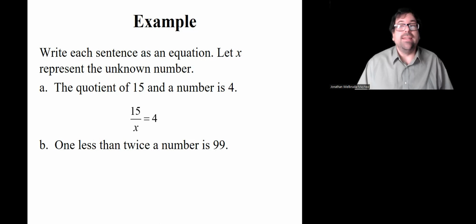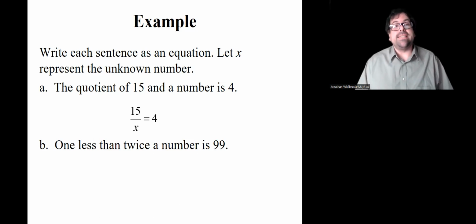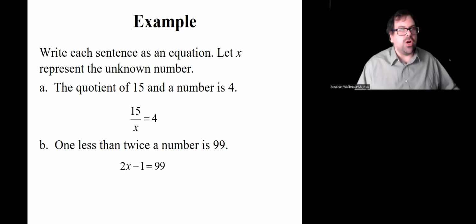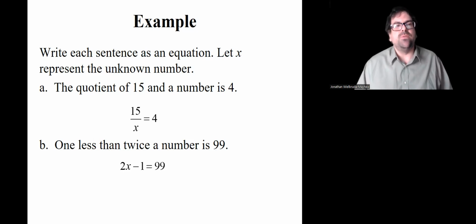Part B, 1 less than twice a number is 99. 1 less than twice a number means we are starting with twice a number. We are starting with 2x. 1 less than that means we are subtracting 1. 2x minus 1 is 99. 2x minus 1 equals 99.